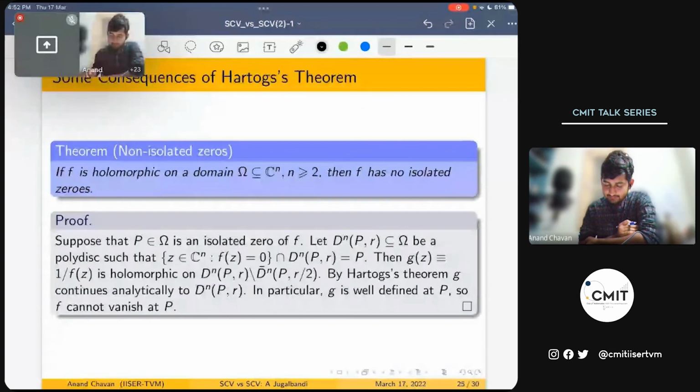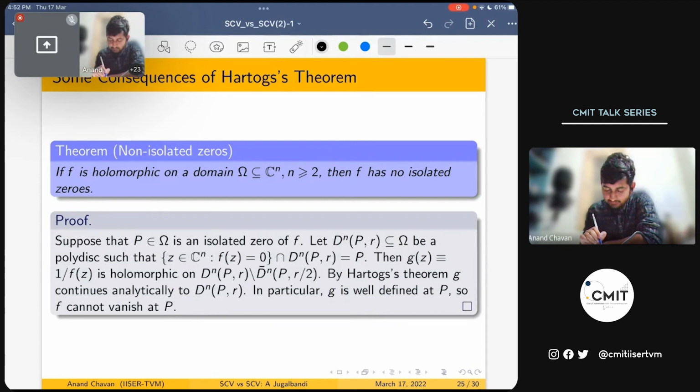The proof of this is very simple, and we can use the previous Hartogs' theorem to state this proof. We'll prove this by contradiction. Suppose my zero p is isolated. If it is an isolated zero, then I can find a polydisk of sufficient radius such that no other zero is included in that set, i.e. the set of all points in Cn such that f(z) = 0, intersected with D(p, r), is only the point p. Then let's define a function g(z) equal to 1/f(z).